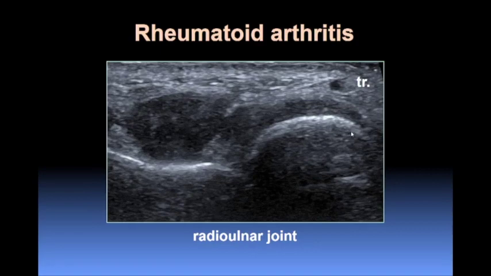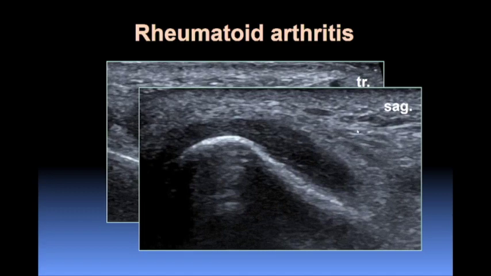Here's a patient, probably the most exuberant synovial hypertrophy that I've seen at the radio-ulnar joint. This is the ulna, this is the radius, and you can see all this thickening of the lining. This is a sagittal view over the radius. Again, lots of thickening, easy to turn on color Doppler flow.